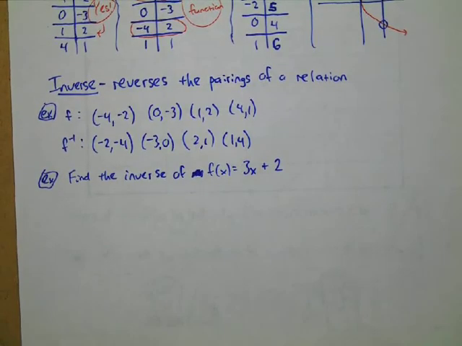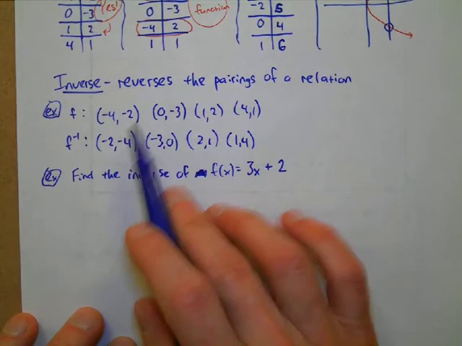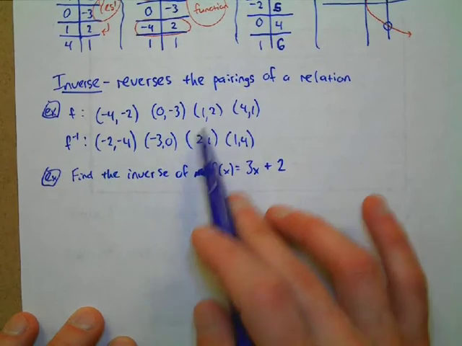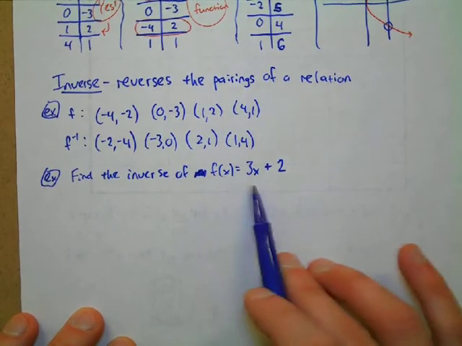Right? How are we supposed to reverse this? When it's points, it's pretty obvious, right? You just reverse the pairing, right? (-4, -2) becomes (-2, -4). (0, -3) becomes (-3, 0). But we have to reverse this. How are we going to do it? Well, let me show you.